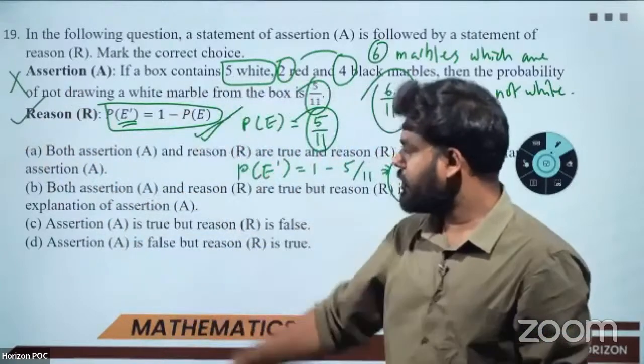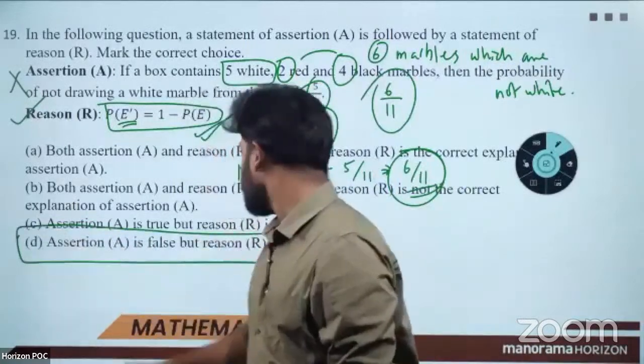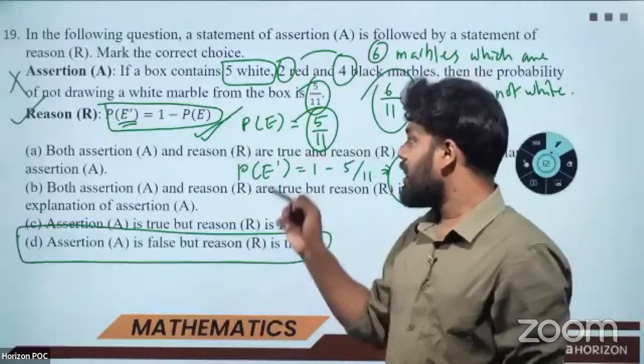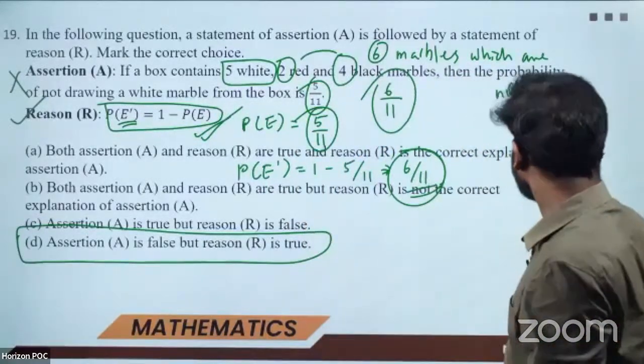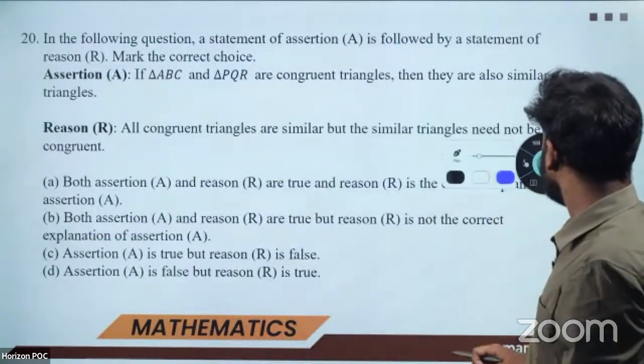So which out of the following options is correct? You have the fourth option, that is assertion is false, but the reason is true. The assertion is false here, but the reason given here is exactly right. Got it? Understood? Okay. Yeah. So let's move on to the next assertion reasoning question.